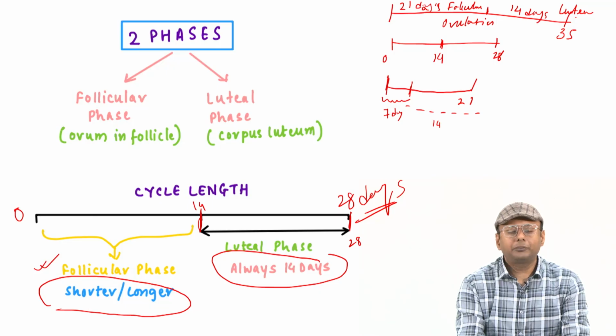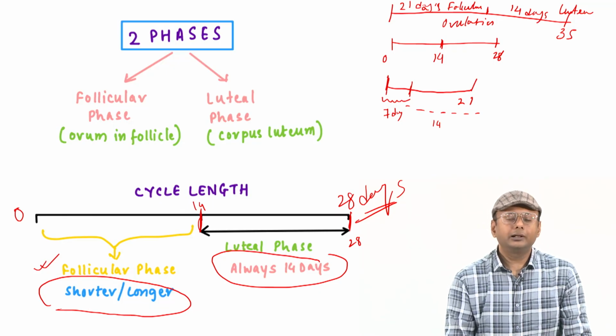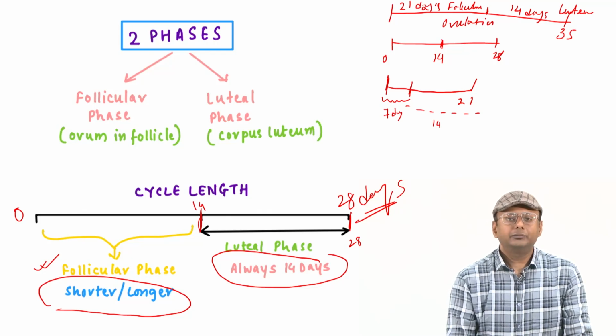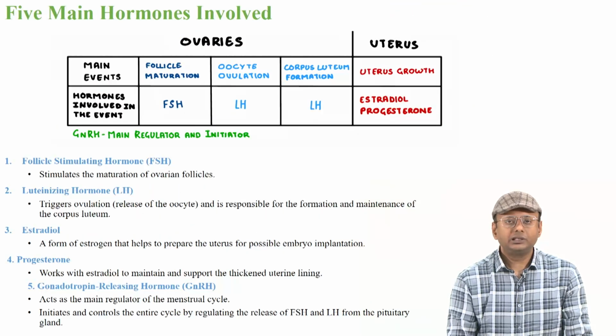So basically, the important part here is that the luteal phase needs to be maintained for at least 14 days, but the follicular phase can vary, being a shorter or longer time period. So let us see, the primary reason for today's lecture is to discuss the different hormones that have a crucial role in the ovarian and the uterine cycle, right.